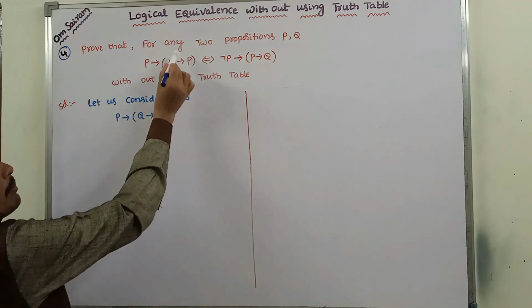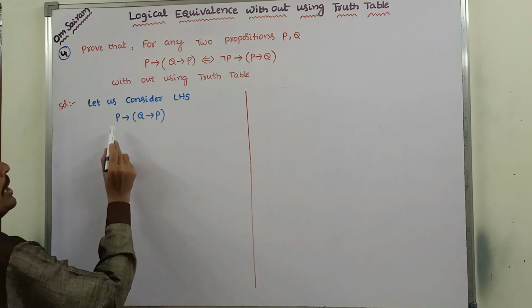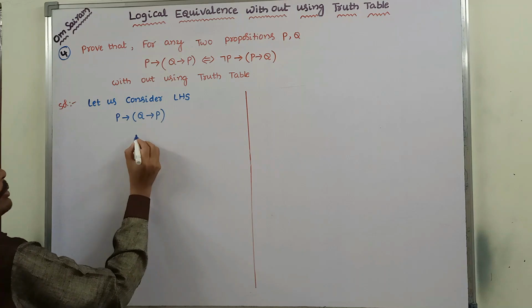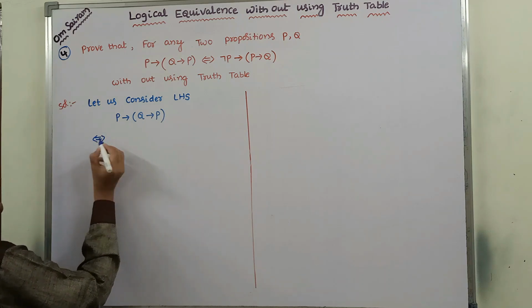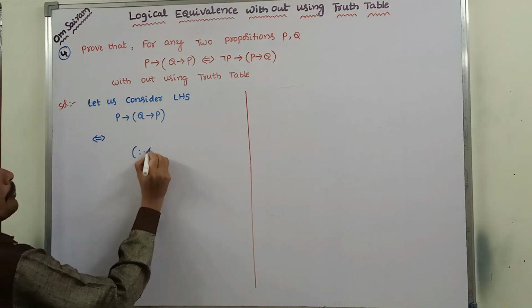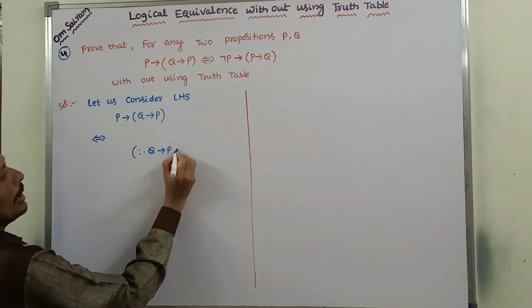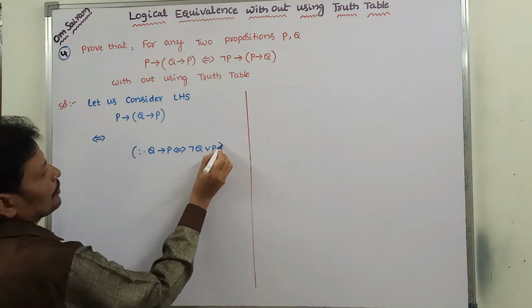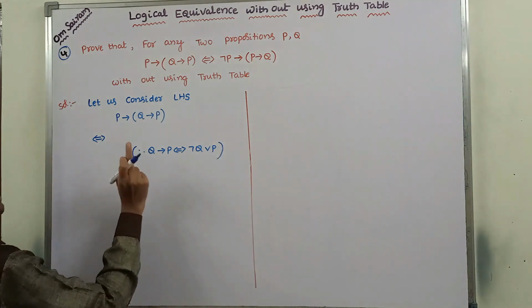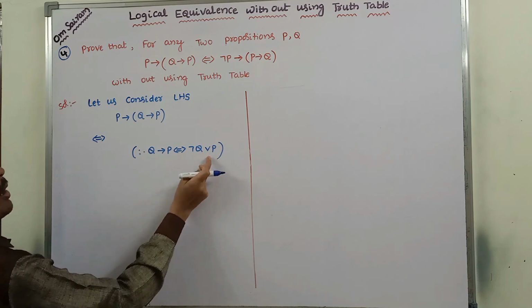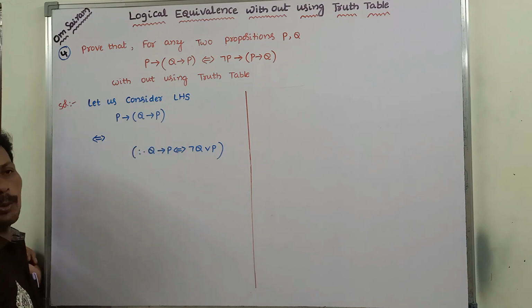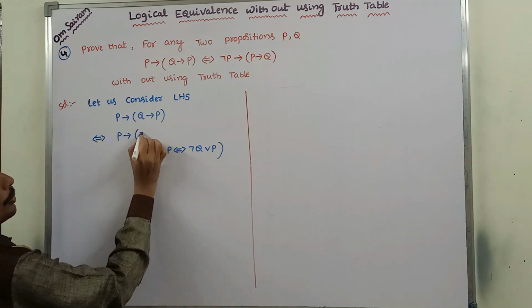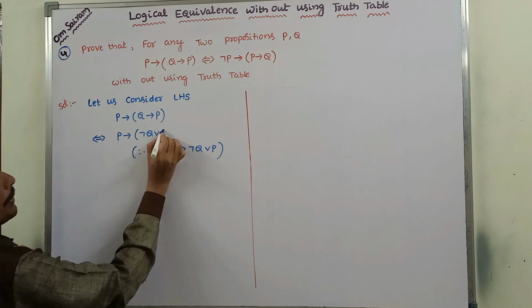Let us consider I am taking the LHS part, P conditional, Q conditional P. Okay, we already know that Q conditional P is logically equivalent to negation Q or P. So we have to substitute negation Q or P in the place of Q conditional P. So we are getting P conditional, negation Q or P.